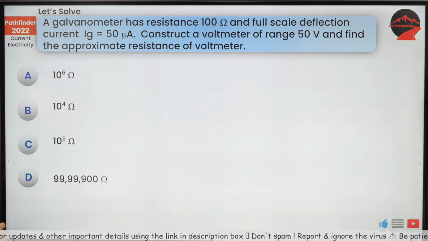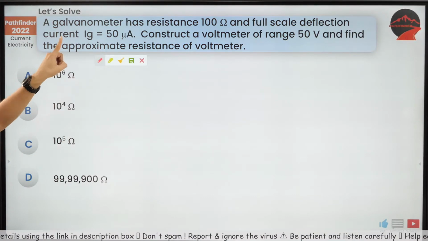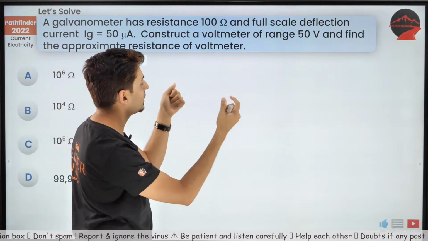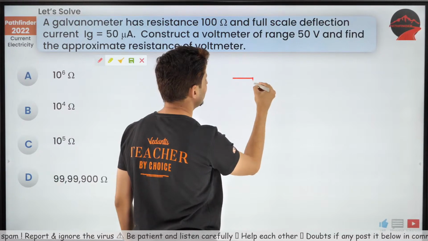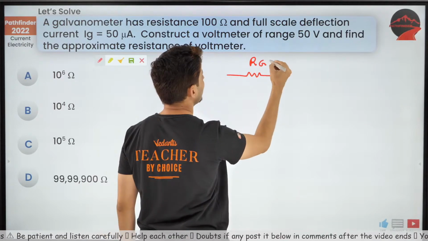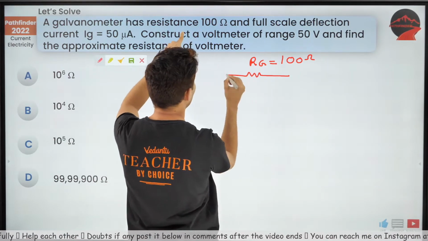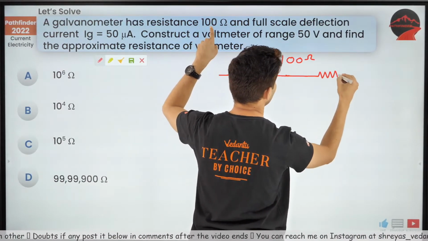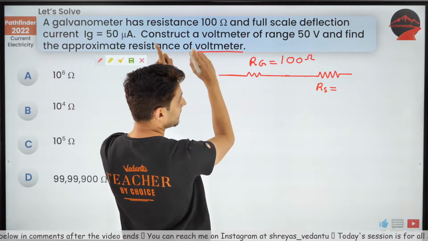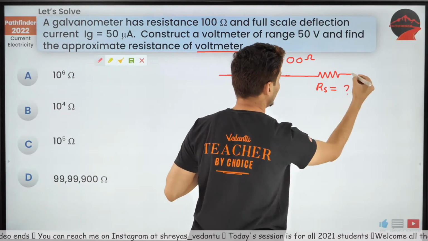Okay, so first of all, let's draw how it looks. A galvanometer has a resistance of 100 ohms. Full scale deflection is also known, and it has to be made into a voltmeter of 50 volts. Galvanometer is nothing but like a resistance, so I'll just show a resistance here. The resistance of the galvanometer is 100 ohms. And I have to connect a resistor in series, because this is a voltmeter. I don't know what's the resistance. In fact, that's what we have to find.